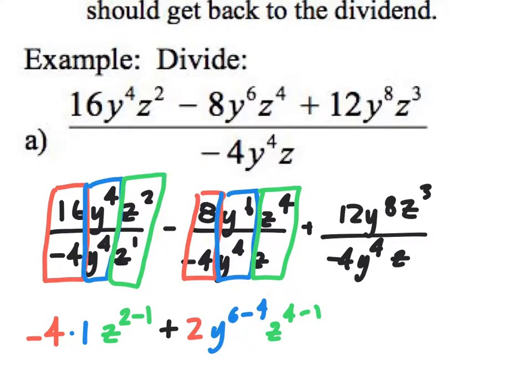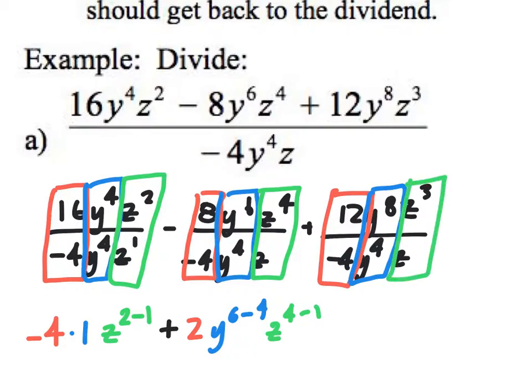I've got 12 divided by negative 4. All right. I've got y to the 8th divided by y to the 4th, and then I've got z cubed over z. So what I end up getting here is 12 divided by negative 4, which is negative 3. Okay. y to the 8th divided by y to the 4th gives me y to the 8 minus 4 power. And then I've got z to the 3 minus 1 power.